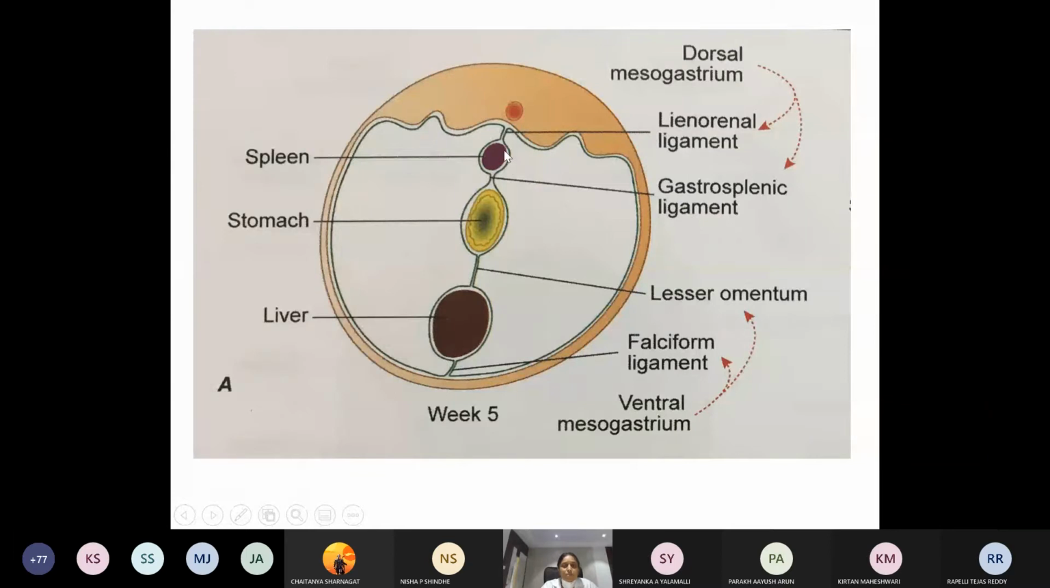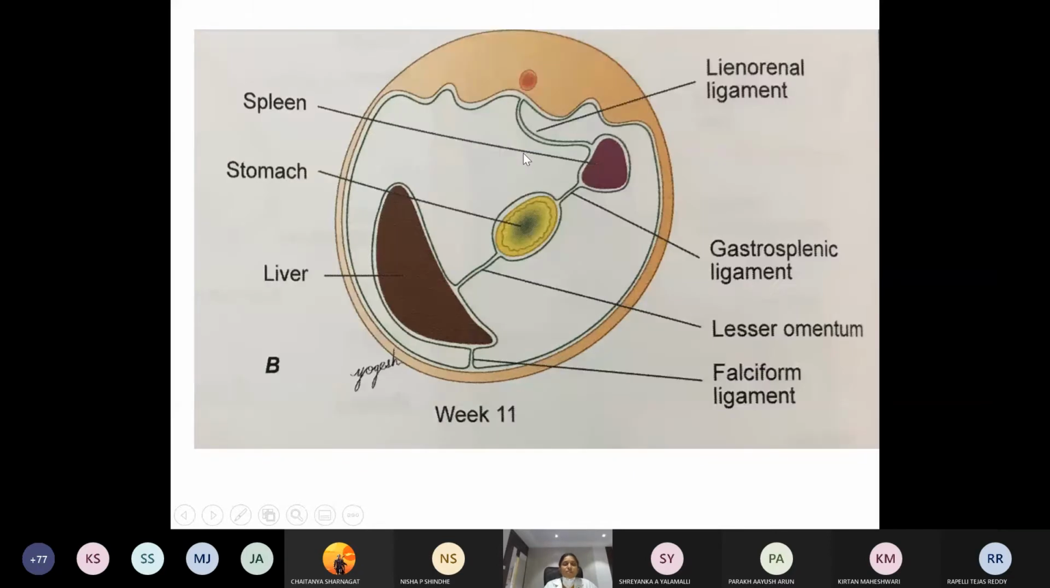Clear? And the part found between the spleen and the posterior abdominal wall, where you will be finding kidneys, that will form the lienorenal ligament. So you should remember this. Don't forget all these. Clear? Ventral mesogastrium will give rise to falciform ligament and lesser omentum, whereas dorsal mesogastrium between the stomach and spleen will give rise to gastrosplenic ligament. Between spleen and posterior abdominal wall covering the kidneys, this one will form the lienorenal ligament.